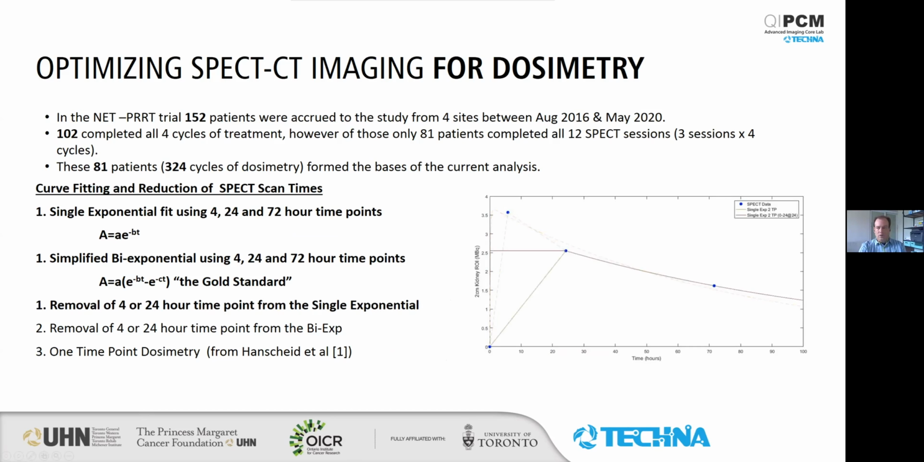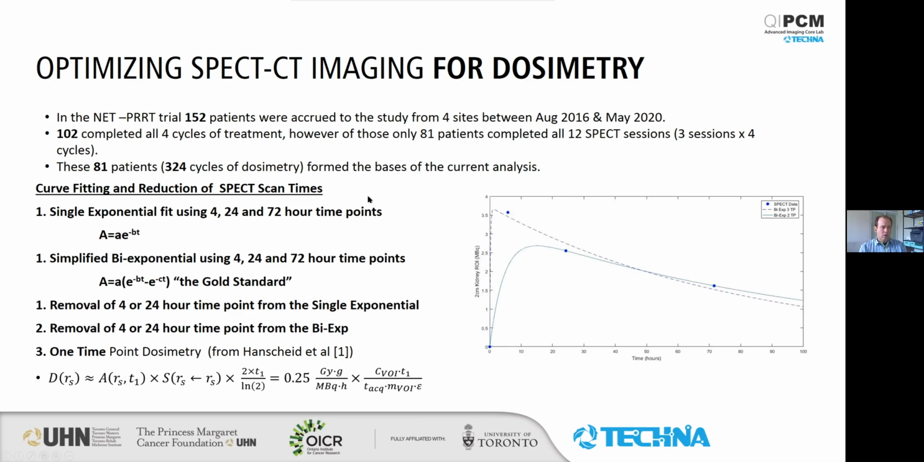And then we start looking at what happens when we start removing a data point. So what if we only scanned the patient at 4 and 72 hours or at 24 and 72 hours? What would happen to our fits? If we do a single exponential fit, we need to connect from 0 to 24 in one of these two ways, as well as fitting the rest of the curve. And if we do a bi-exponential curve, we need to see how the fit will be affected where we either miss the 4-hour point or miss the 24-hour point.